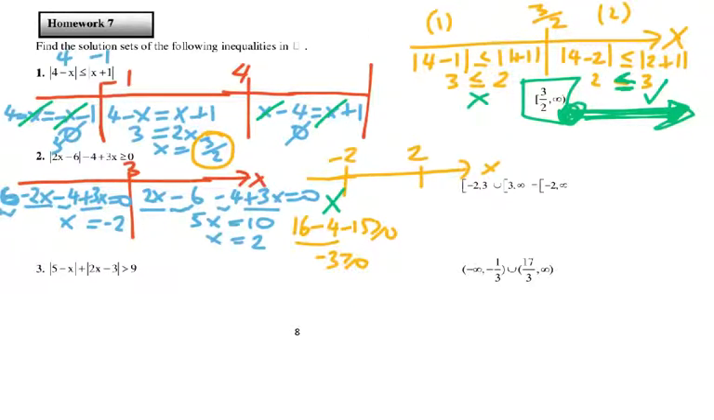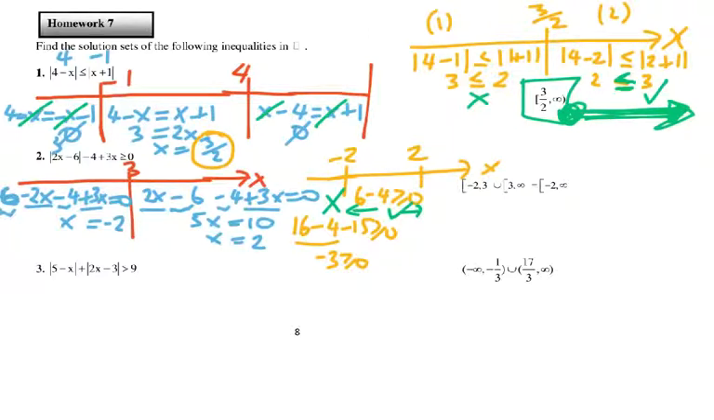All right, so let's pick something in between minus 2 and 2, maybe 0. Then in that case we'd have 6. The absolute value of minus 6 is just 6, minus 4, and the 3x would be 0. So is that bigger than 0? You betcha. So this region is okay.